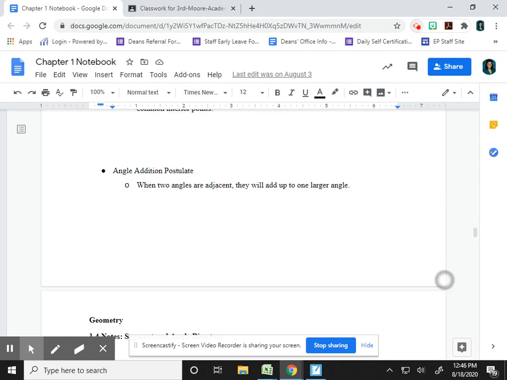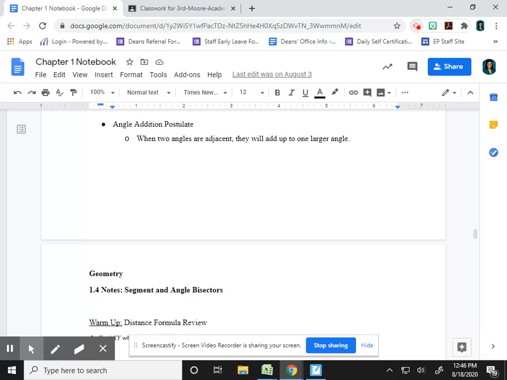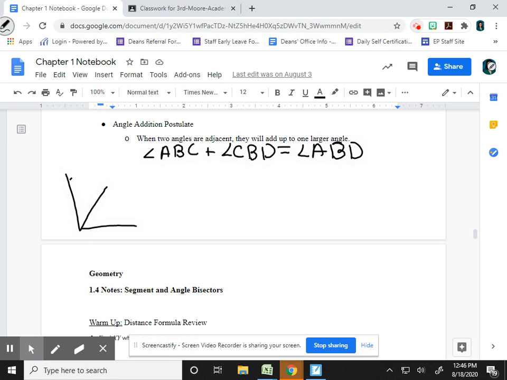All right, and then the angle addition postulate. So this is pretty much the same as our segment addition postulate. So what this means is, I'll write this out and then explain it to you. That's a B, not a 13. So here's our angle. We got adjacent angles here. A, B, C, and D. Okay, so let's say that this one is 40 and this one is 52.